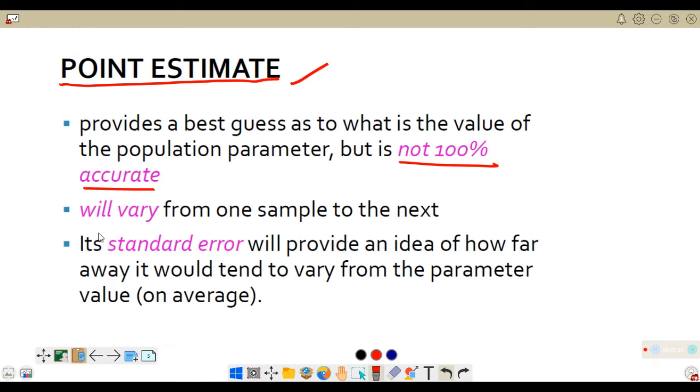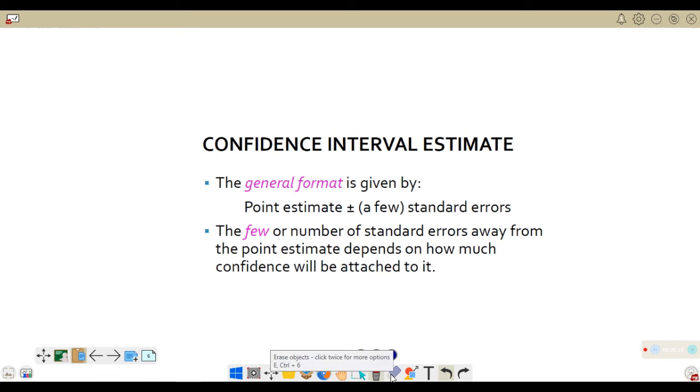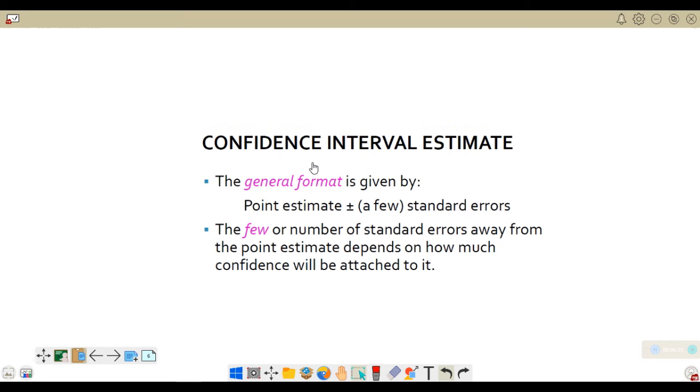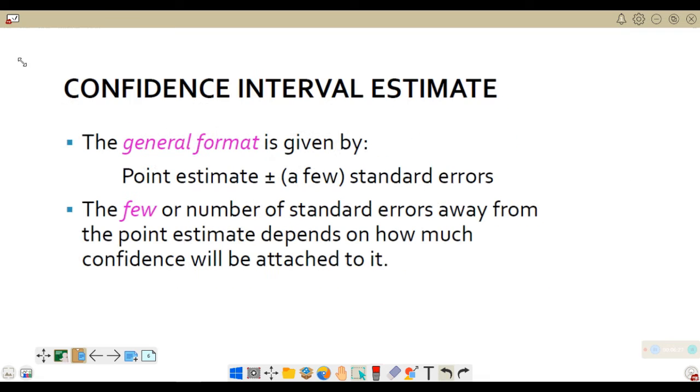Okay? Now, it will vary from one sample to the next. Just as I said earlier. And its standard error will provide an idea of how far away it would tend to vary from the parameter value on average. This we have not mentioned before. Okay? So, later on, we will explain the standard error because it is a new definition for you. Okay. So, earlier, we discussed point estimate. Now, we are going to discuss confidence interval estimate.